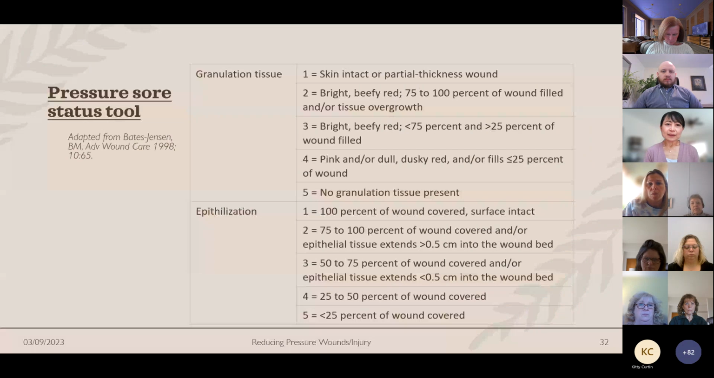This continues with the different types of stages. So this is the healing. You can see the granulation tissue and epithelialization. So just for your information. Next slide.